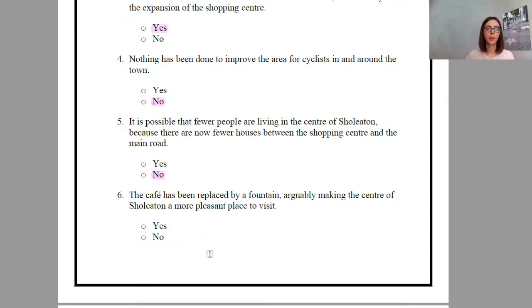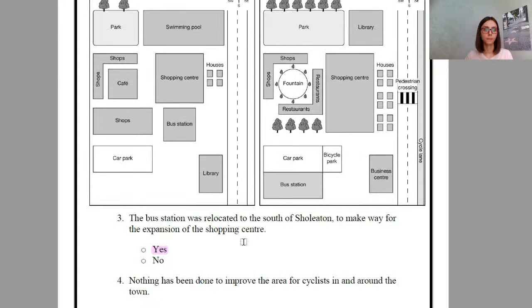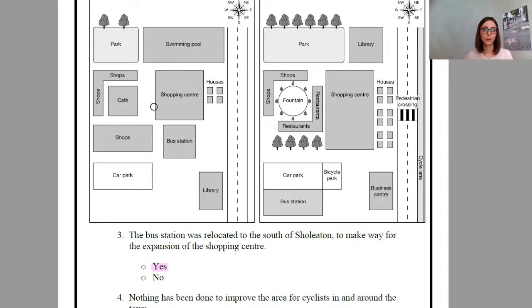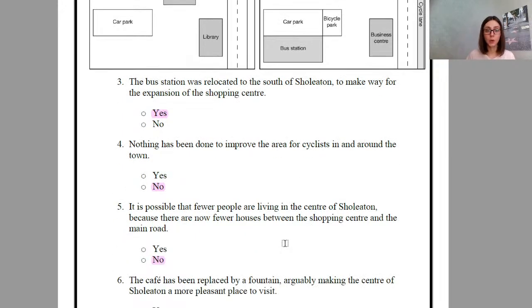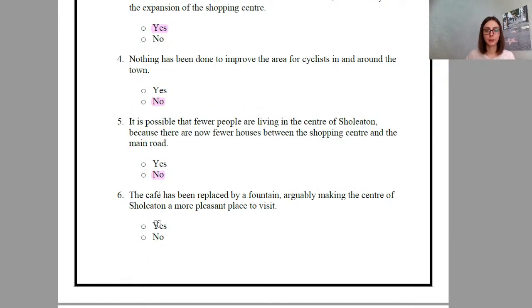Number 6: the cafe has been replaced by a fountain, arguably making the center of Charlottetown a more pleasant place to visit. Let's take a look. So there was a cafe, now there is a fountain. And probably it's a more attractive place, arguably, because it's not a fact. Maybe some people don't like fountains. So the answer is yes. Right, guys, I see your answers. Thanks for participation, and we're moving on.